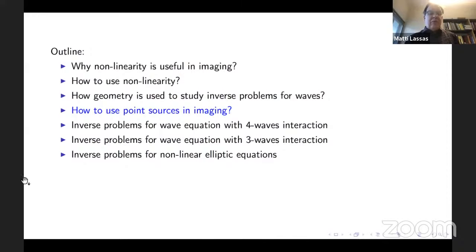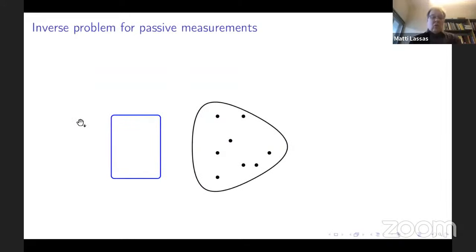Finally, let me go to this question: how can we use point sources in imaging? This was very much crucial in the first part. Now we assume that we have point sources and we have a Riemannian metric, or we have a varying wave speed. Let me first give a motivation, how this would look. Let's assume that we have a measurement domain, that is this blue set here. And then I have some unknown domain where I have sources that can go off and produce a wave. This is very typical. So let's see what happens in this setting.